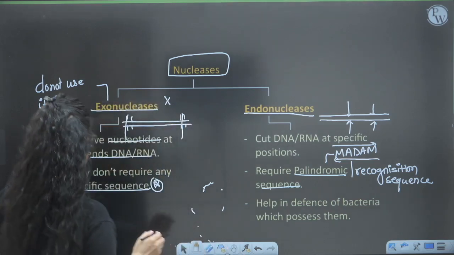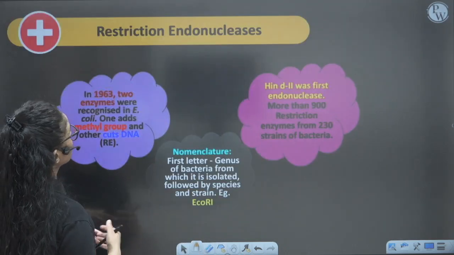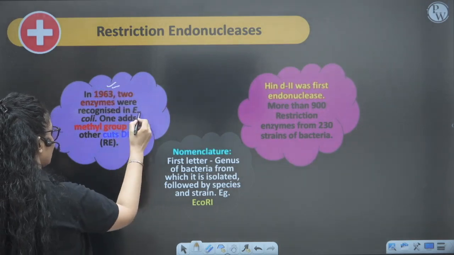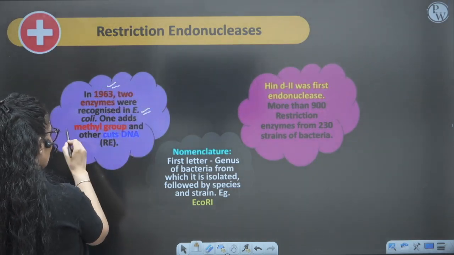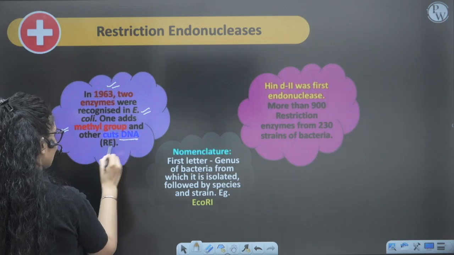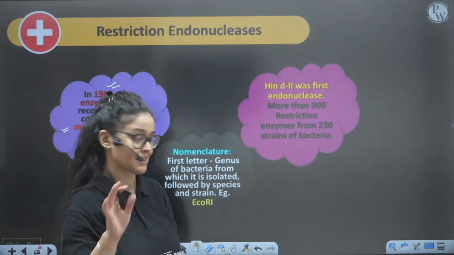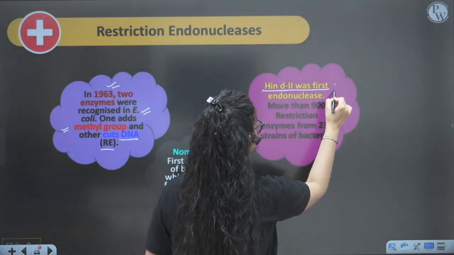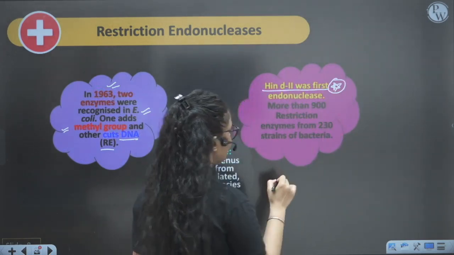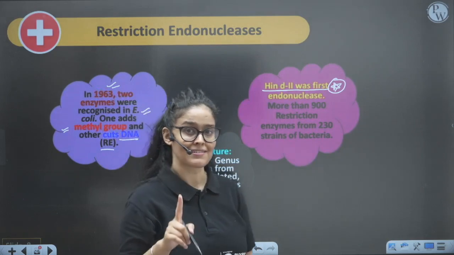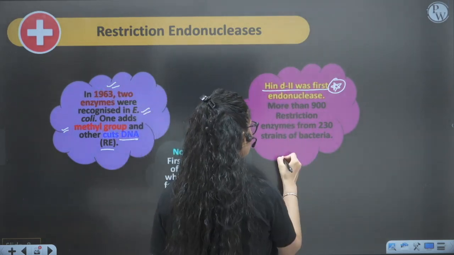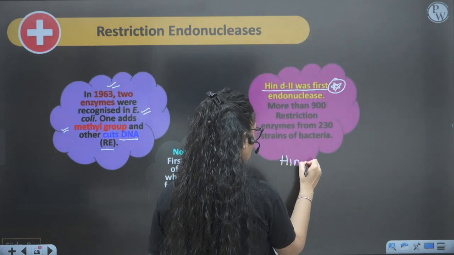So now I'm just going to talk about the endonucleases in a different way. In 1963, two enzymes were recognized in E. coli. One added a methyl group and the other cut the DNA, known as the restriction enzyme, as I have told you. HindII was the first restriction enzyme that was discovered, very important, right? So how do we name them? Why are we calling it HindII?